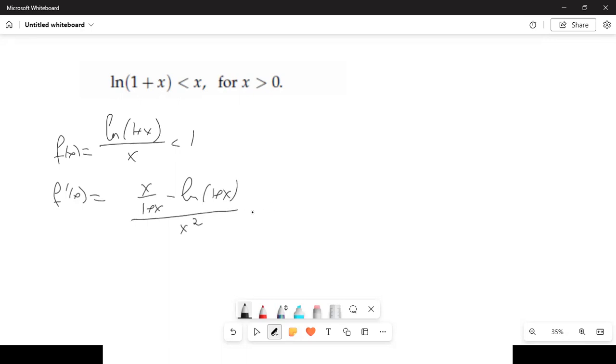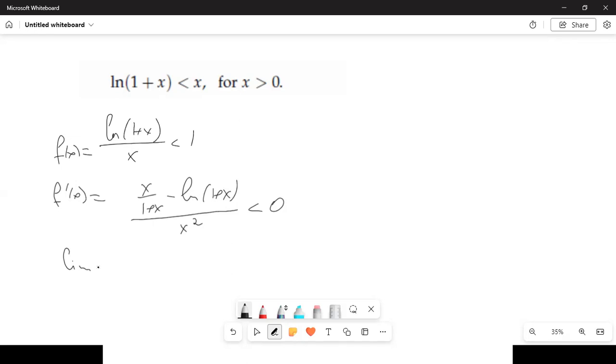Then I found that the range of x divided by 1 plus x is from 0 to 1, and the range of ln(1 plus x) is from 1 to infinity. So ln(1 plus x) is always greater than x divided by 1 plus x, so this is always negative. And then I found the limit as x goes to 0 for our function, and it's 1. So since 0 is not in the domain, and it's decreasing, then it's always smaller than 1.